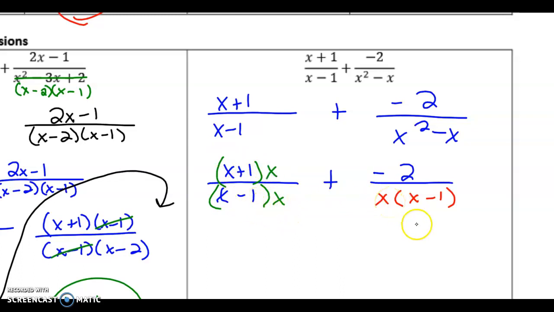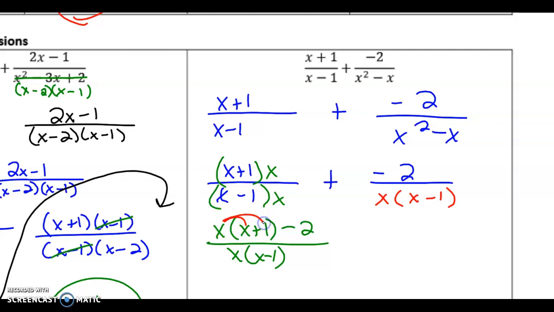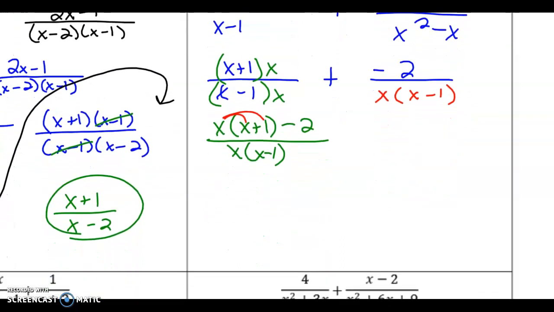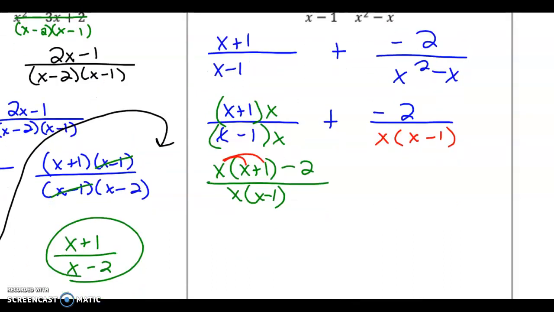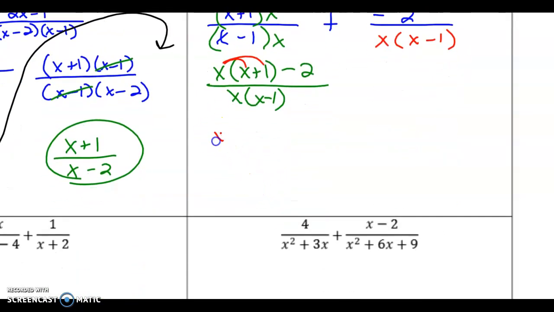Was the second one missing anything that the first one had? Nope, it's good. So if we rewrite it, x times x plus 1 minus 2, the negative, all over x times x minus 1. All right, again, go ahead and distribute your x through. So x squared plus x minus 2 all over x times x minus 1.